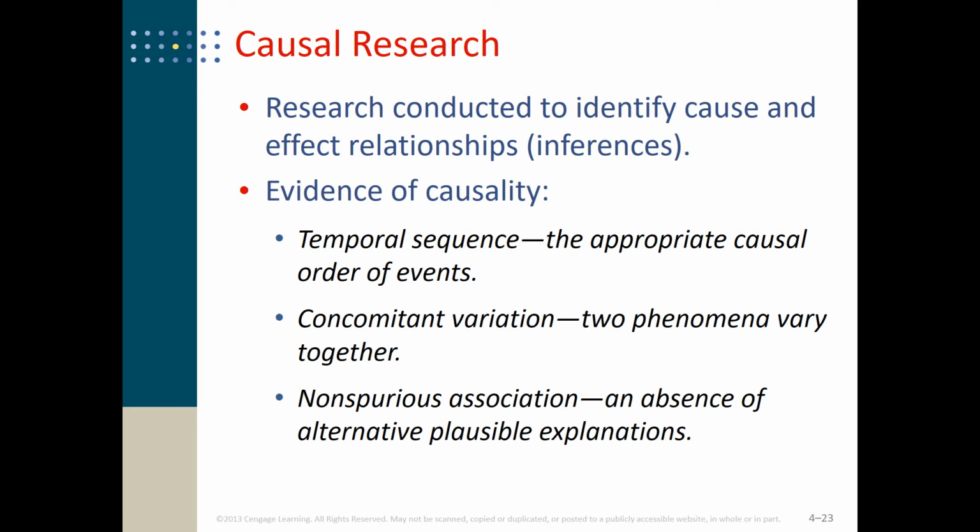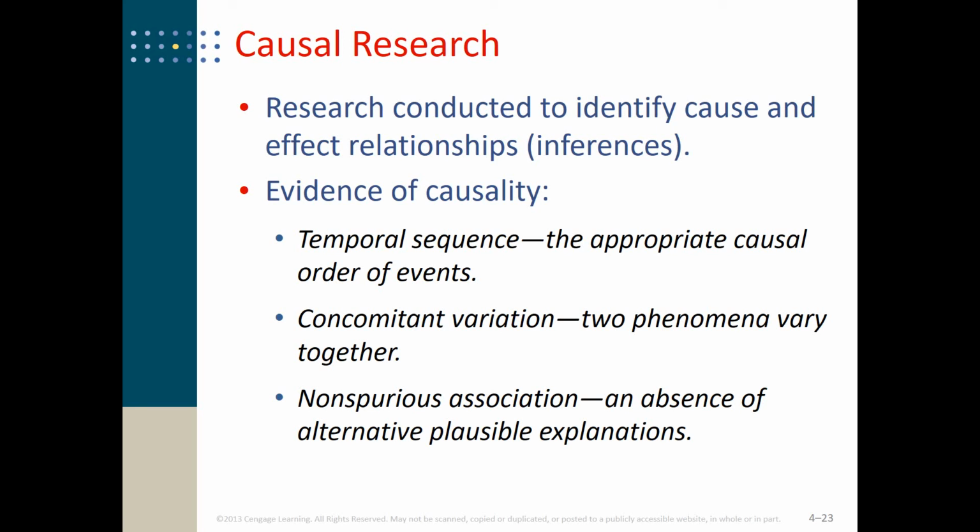Now, to have this cause and effect relationship, three conditions should be met. These are temporal sequence, concomitant variation, and non-spurious association. Temporal sequence means there should be an order of events. That means the cause should occur first, followed by the effect. As I was saying, the CEO resigns first, then the share price declines. That is temporal sequence. The chef of a restaurant is removed, the number of customers declines. Temporal sequence.